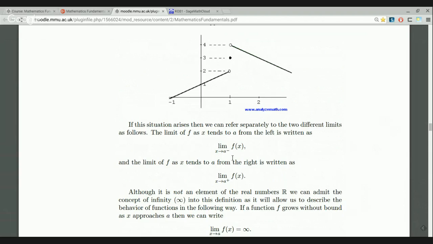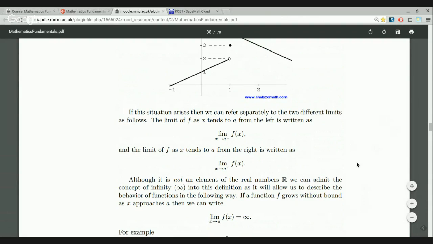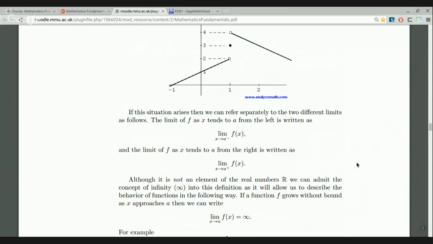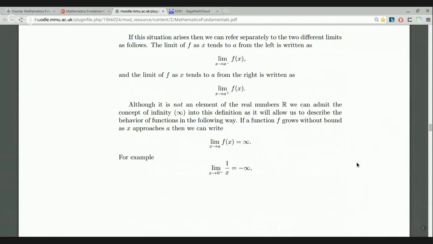The second expression there, the limit as x tends to a plus, indicates that you're considering the limit as x tends to a from values greater than a. Okay. We can also expand the notation by bringing in the symbol infinity. We could write the limit as x tends to a of f of x equals infinity.